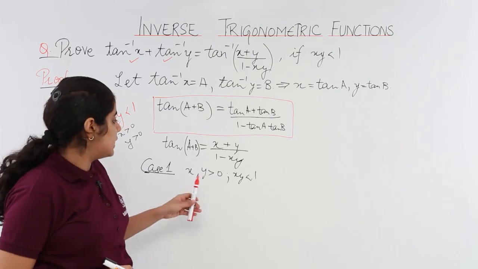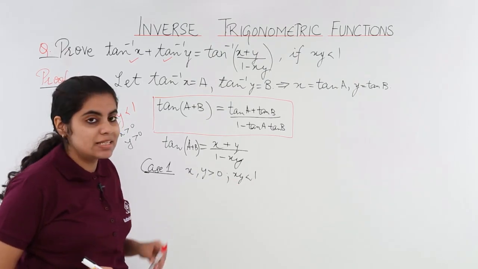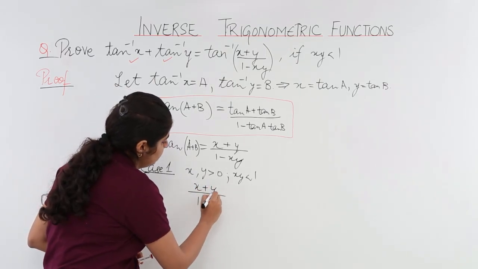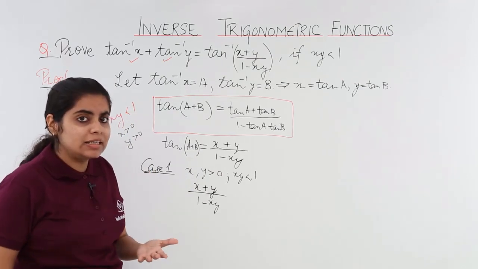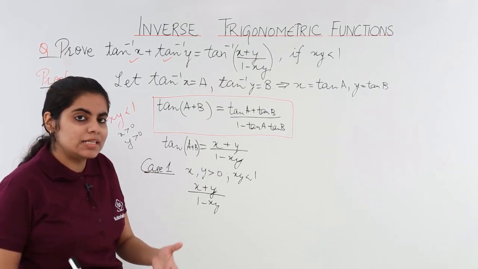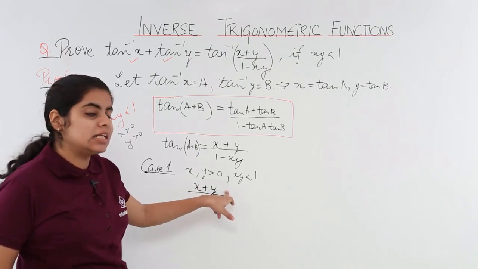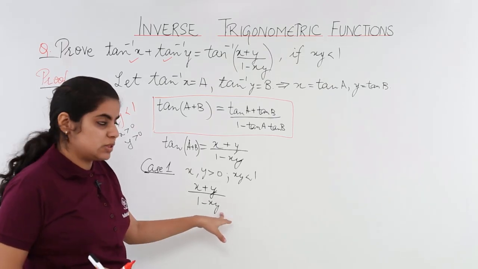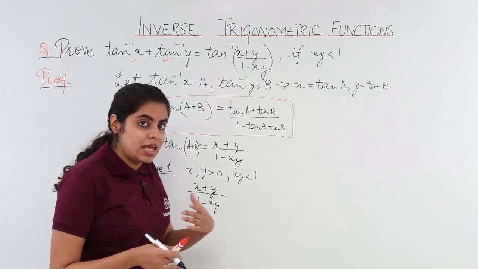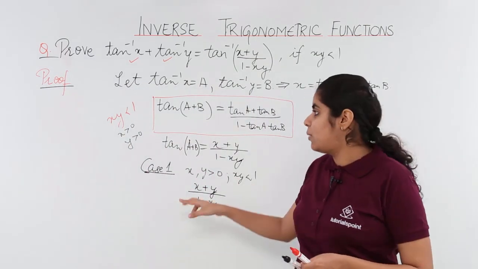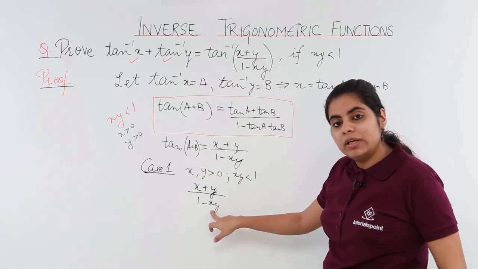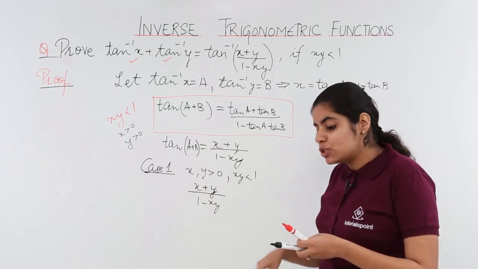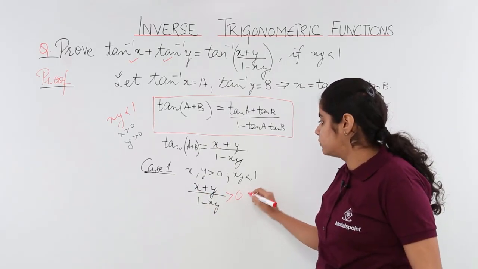If this is the case that x and y are both greater than 0 and xy less than 1, what is the condition for x plus y upon 1 minus xy? X plus y is greater than 0; we don't need to consider whether it is less than 1. Both are greater than 0, so their addition is also positive. And 1 minus xy is positive as well. So numerator upon denominator, everything is greater than 0, right?